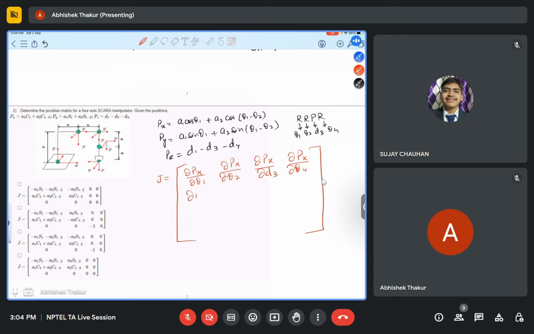The second one is del py by del theta 1, del py by del theta 2, del py by del d3, del py by del theta 4. And the third one is del pz by del theta 1, del pz by del theta 2, del pz by del d3, and del pz by del theta 4.